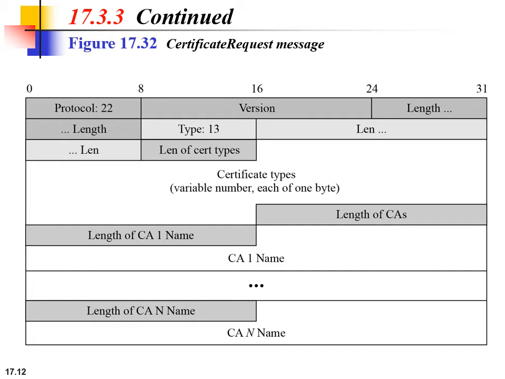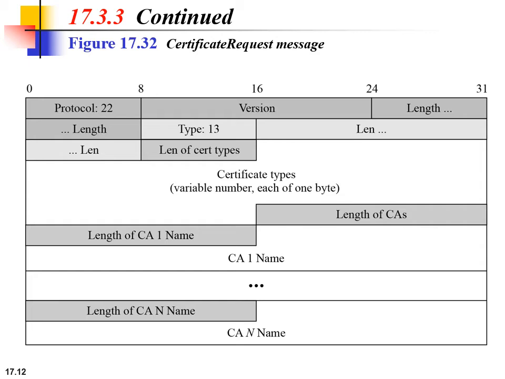Then the first field is length of the certificate types. This one byte field shows the length of the certificate types. Then certificate types. This variable length field gives the list of public key certificate types that the server accepts, where each type is 1 byte. Then length of certificate authorities. This 2 byte field gives the length of the certificate authorities.